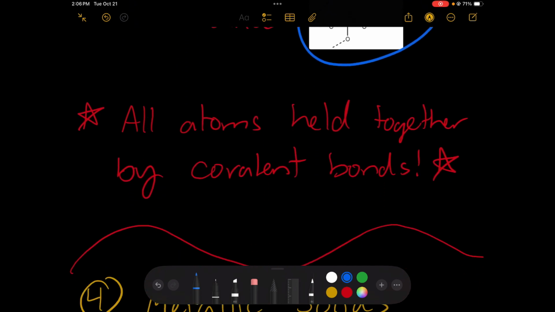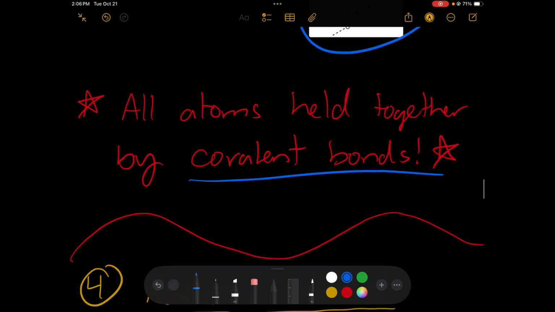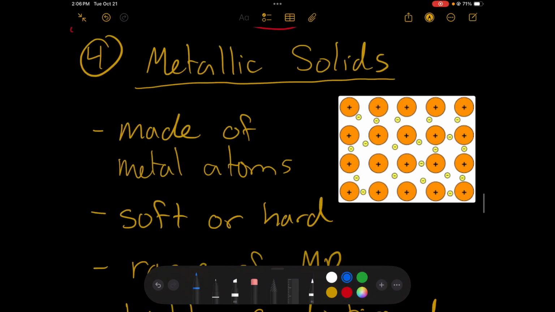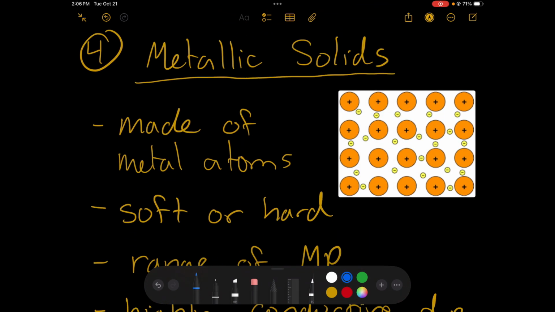Our main takeaway of this is all atoms in a network covalent substance are held together by, shockingly, covalent bonds. I've said it a bunch of times already. Last type of solid that we want to worry about are metallic solids.